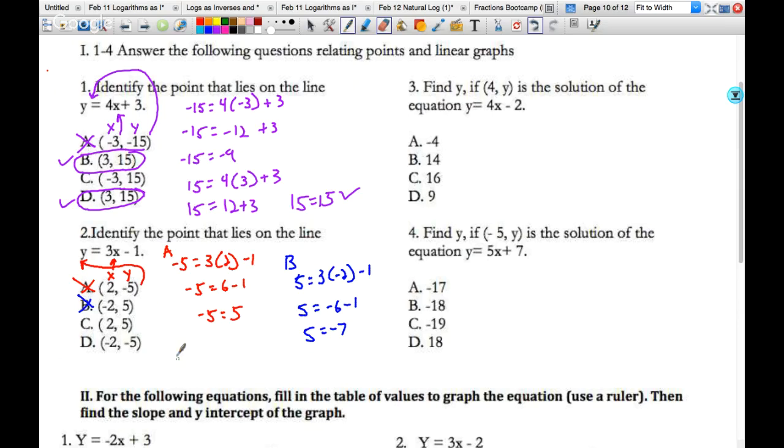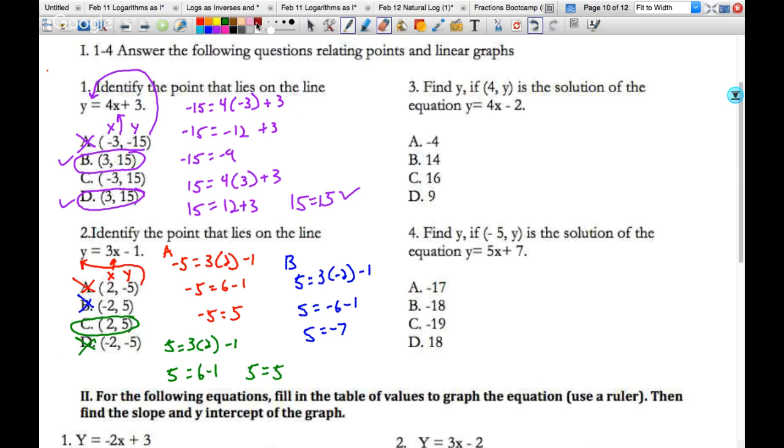Switch colors. 5 for the y value equals 3 times 2 for the x value minus 1. 5 equals 6 minus 1. 5 equals 5. Yes, this one did work. C is our answer. We'll just try D out loud. 3 times negative 2 is negative 6. Minus 1 is negative 7, not negative 5. So D does not work. Has to be C.